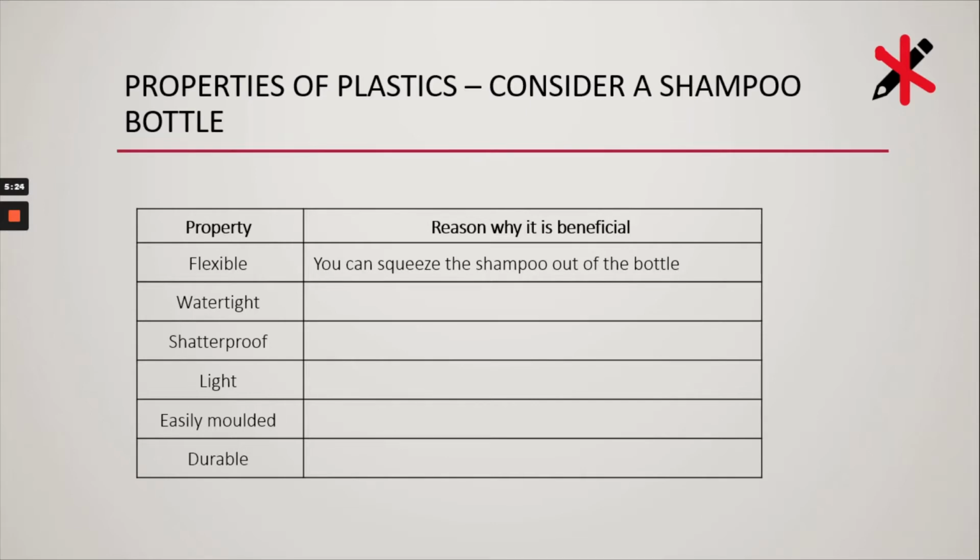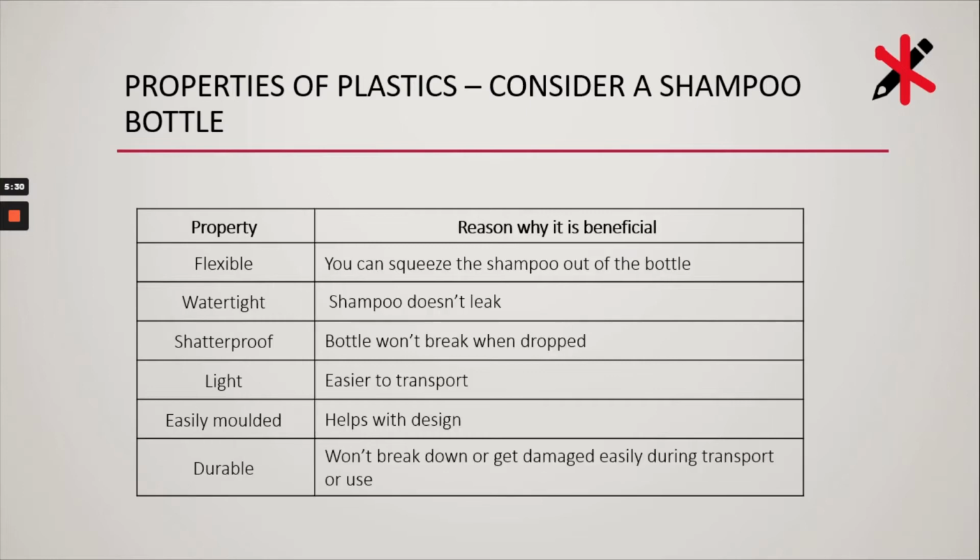So if you want to think about those, you can for a little minute. Pause the video. But I'll just fill in this table here. So all sorts of reasons why plastics are an ideal material for things like a shampoo bottle, but also a huge variety of other applications.